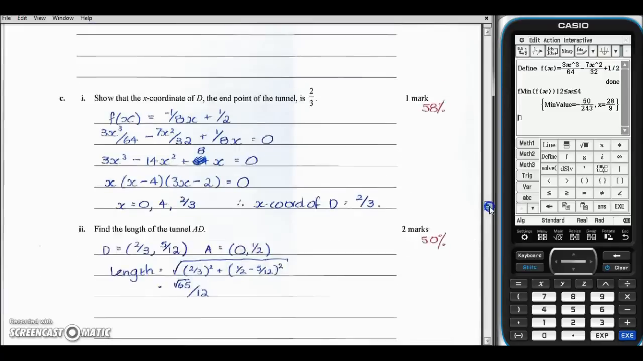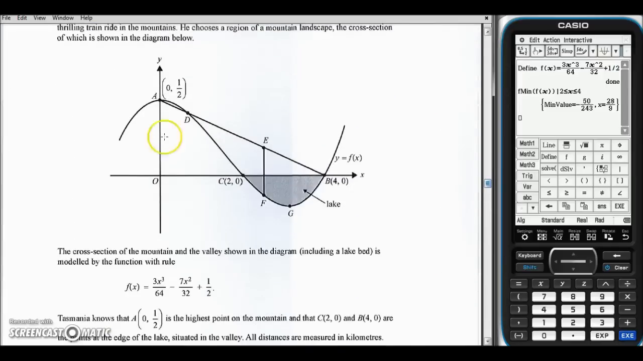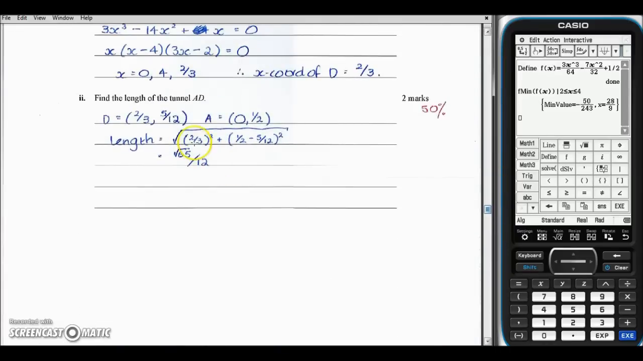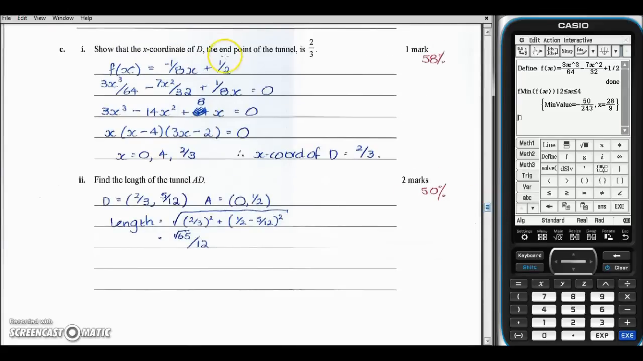Again, we know the point A is 0, a half, and the point D, the x-coordinate is 2 on 3, and we can find the y-coordinate easily enough by subbing in 2 on 3 into either f of x or negative 1 on 8x plus a half, so I won't bother doing that. You get 5 on 12, so the distance between 2 points formula will give you this, and that simplifies to root 65 on 12. Okay.